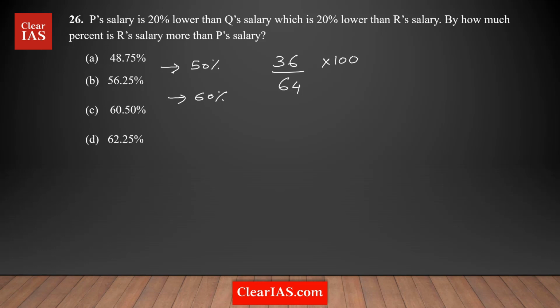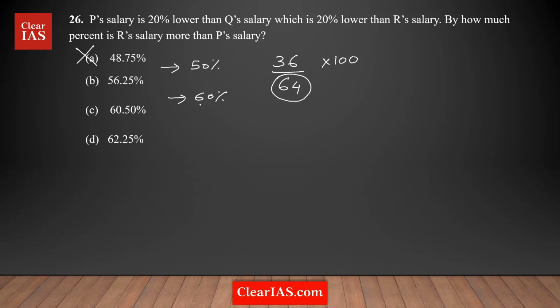So 50% of 64. What is 50% of 64? 50% is very easy to calculate. You take half of it. See, 50% of 64 is half of this, which is 32. So your answer here is 36. If it was 32, your answer would be 50%. So 36 means your answer is greater than 50. So option A is eliminated.